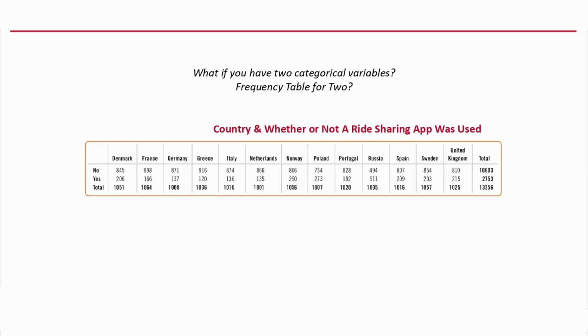Another version of that ride-sharing data is this table here, where I have it broken down by two variables. One, what country the people are from, and there's a whole list of countries here. And then not which ride-sharing app they used, but if they used one at all. So yes, they did, or no, they didn't.